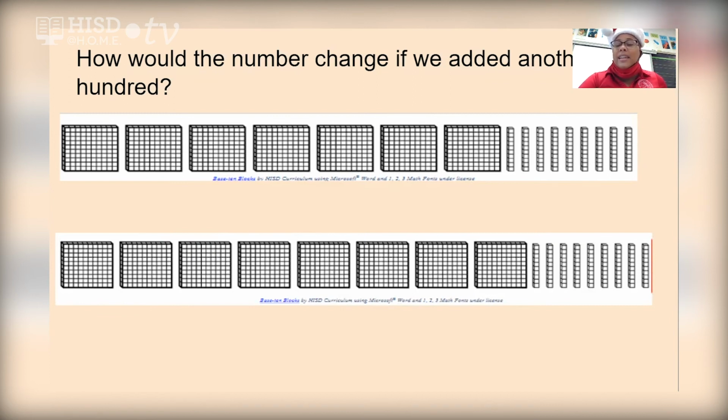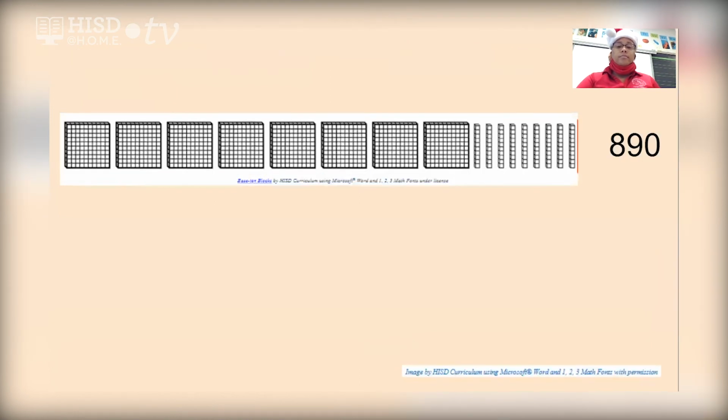So instead of 790, you guys are so smart. I can never trick you. Now we have 890. So if I add one more 100, I would compose the number 890. Because I know if I did my expanded form, 800 plus 90 equals 890. Great work. So here we had 1, 2, 3, 4, 5, 6, 7, 8 hundreds again, plus my 90, 10, 20, 30, 40, 50, 60, 70, 80, 90.